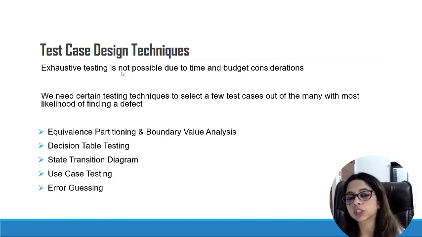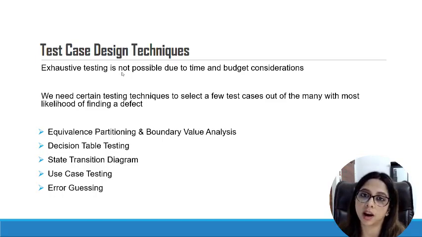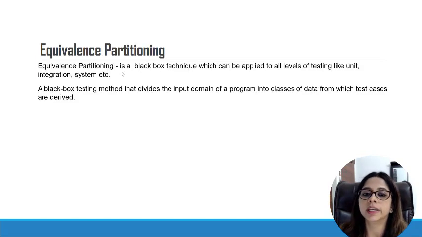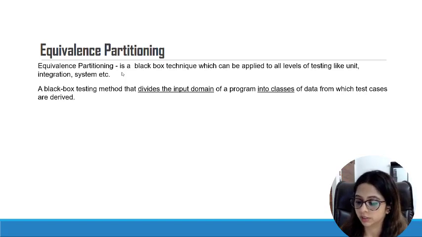There are various techniques which can be used, like equivalence partitioning, boundary value analysis, decision table testing, state transition diagram, use case testing, error guessing and so on. Today we are going to learn only about equivalence partitioning and boundary value analysis. So let's move forward and see what they are. Now, equivalence partitioning is a black box testing technique which we apply to check that all the data sets have been applied and the scenario has been tested well.